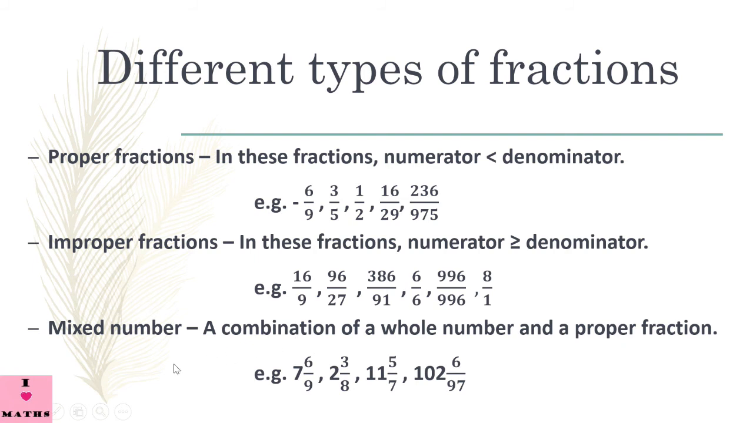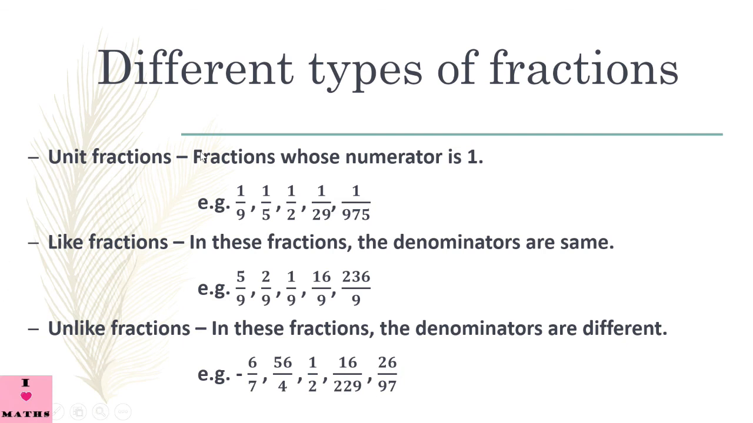Sometimes when your mama asks you how much chapati you want to eat, you say, I want to eat 1.5. It means you want to eat 1 full and half chapati. So 1.5 is a mixed number in which 1 is the whole number and 1 upon 2, or half, is the fraction part. So 1.5 is also a mixed number.